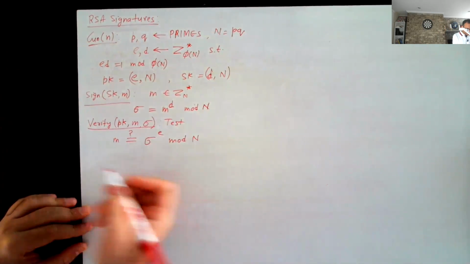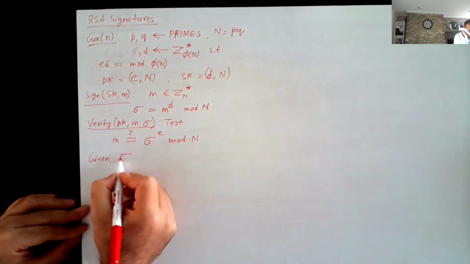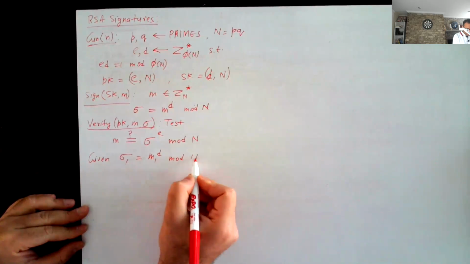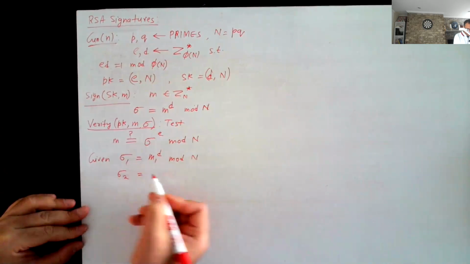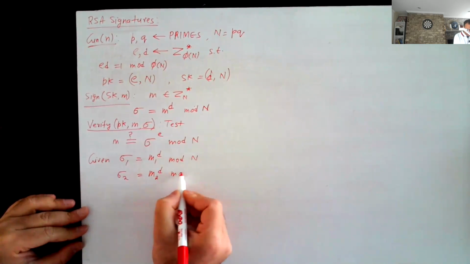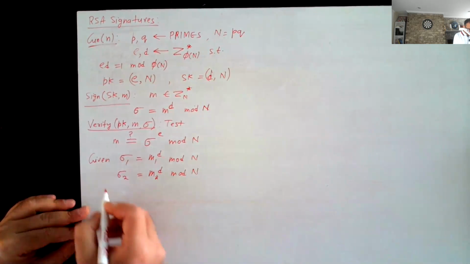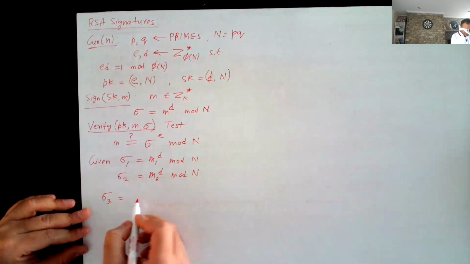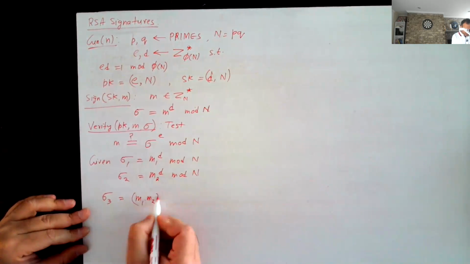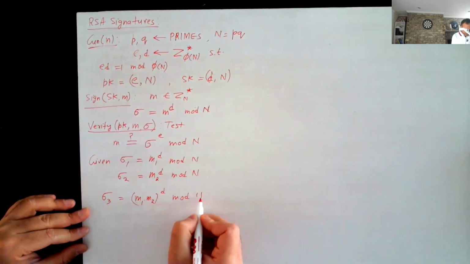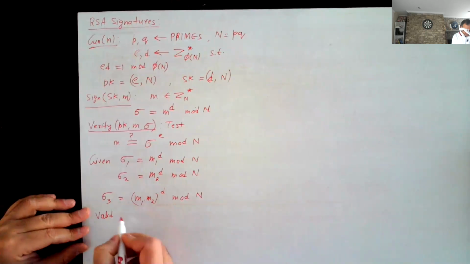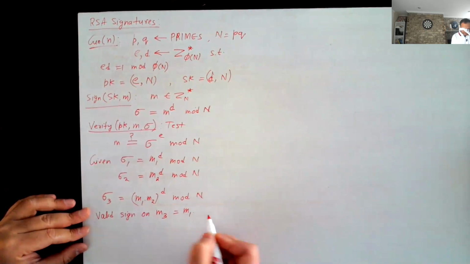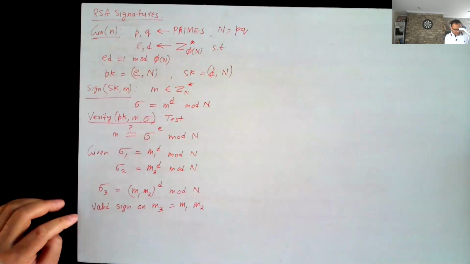So let's say you are given sigma 1, which is m1 to the power d mod n, and you are given a signature on another message m2. Now sigma 3 can be computed as, you just multiply these two signatures, and this will become m1 times m2 to the power d mod n. And this is a valid signature on the message m3, which is equal to m1 times m2. Okay. So clearly RSA is not a good signature scheme.